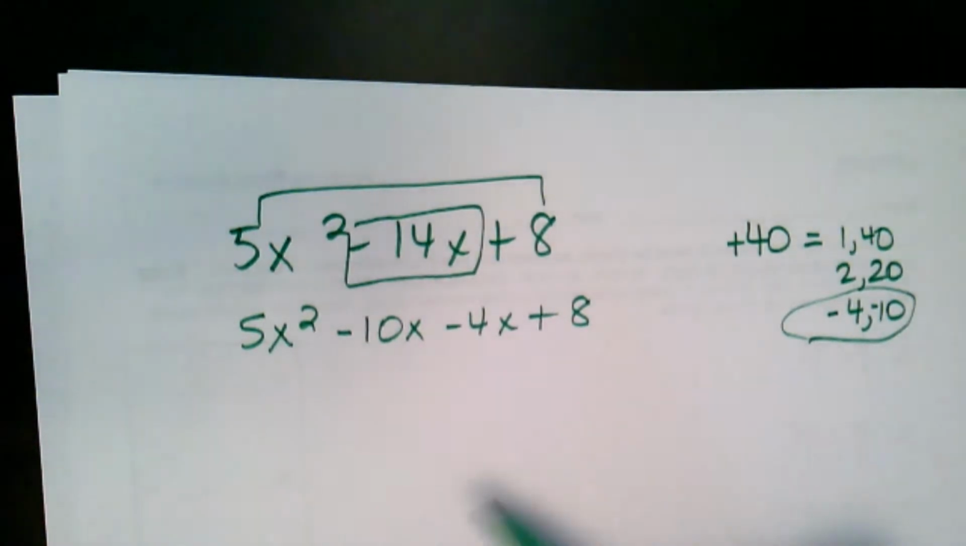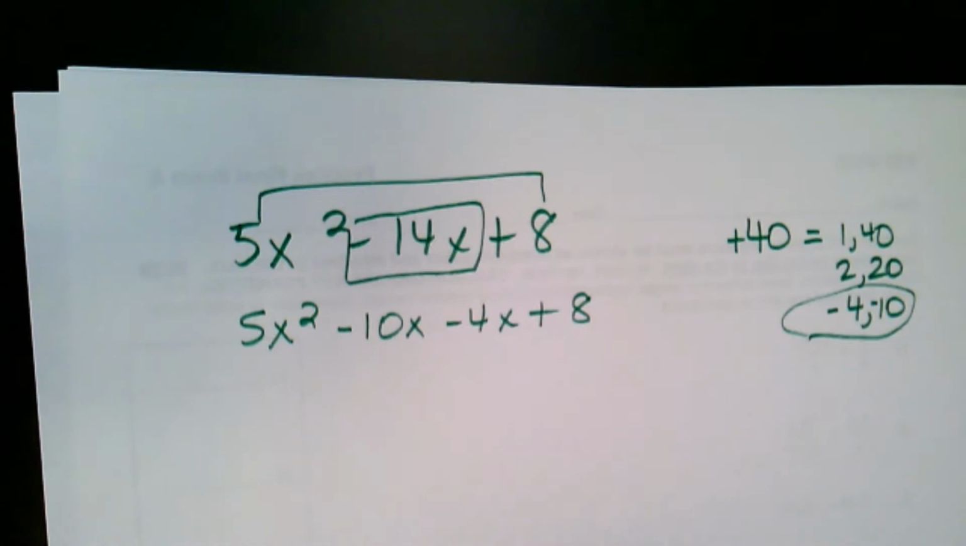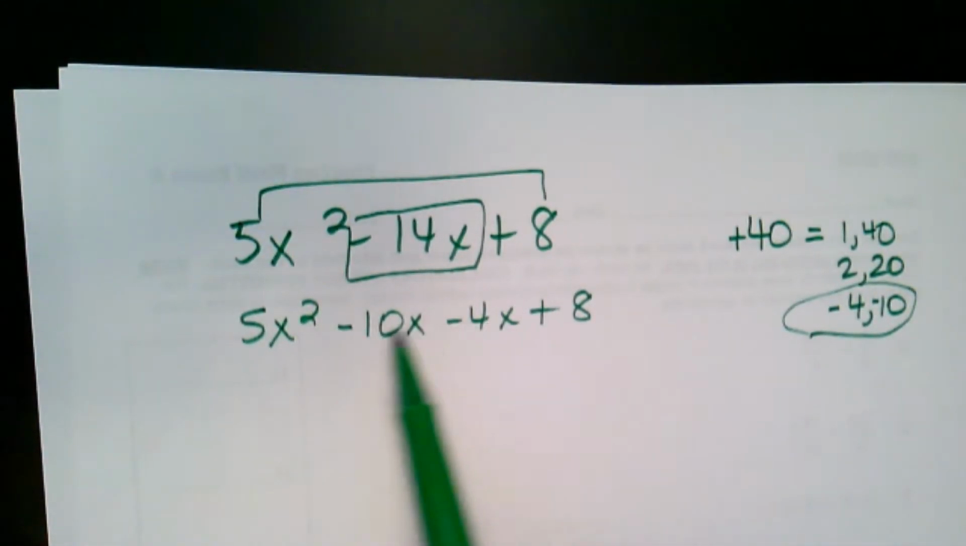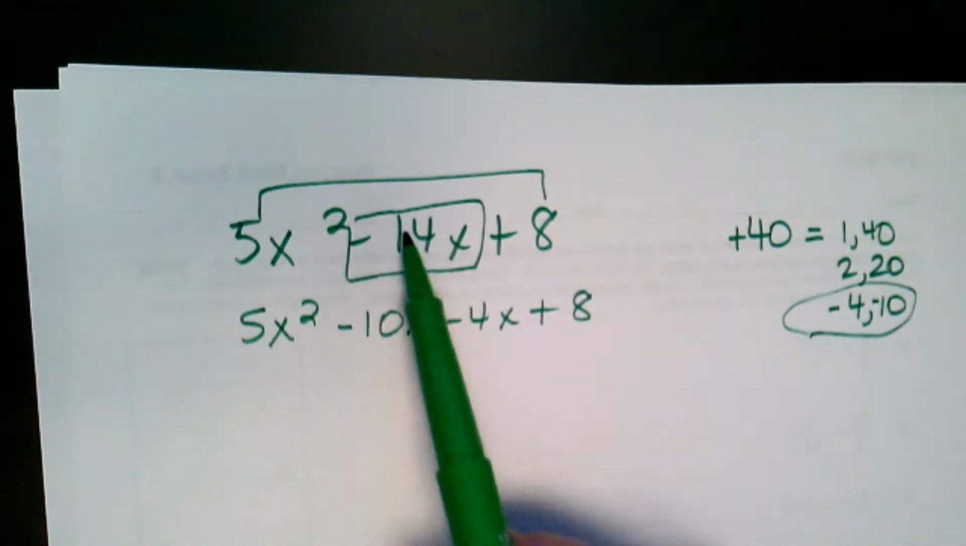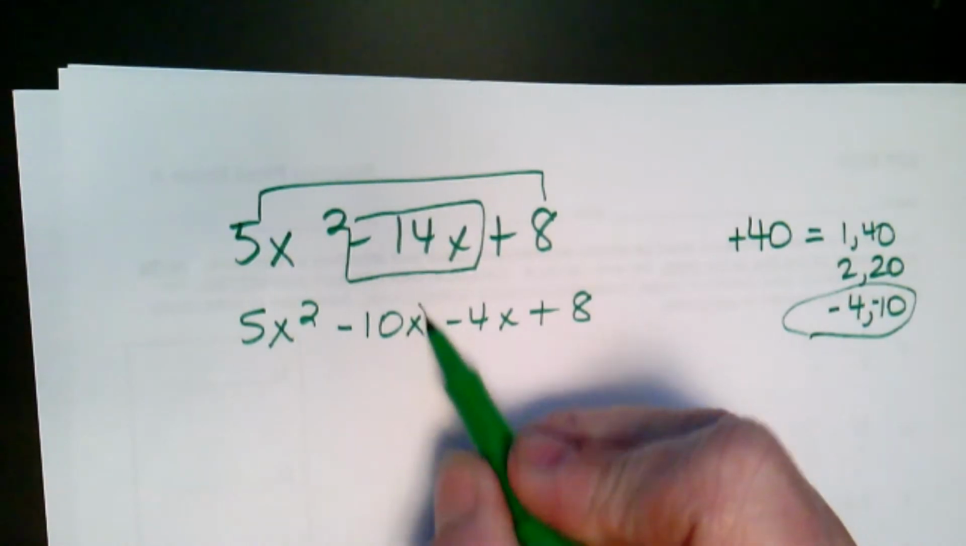Now let me mention here too, when we rewrite this did not change the problem whatsoever. It is the same exact problem, it's just got a different way to represent negative 14. So we didn't change it. And that's the thing with math, you can manipulate your numbers as long as it still equals the same thing. Numbers can be manipulated. We're going to group them.